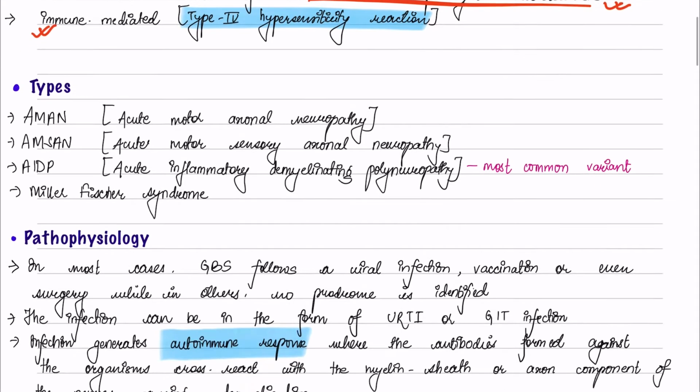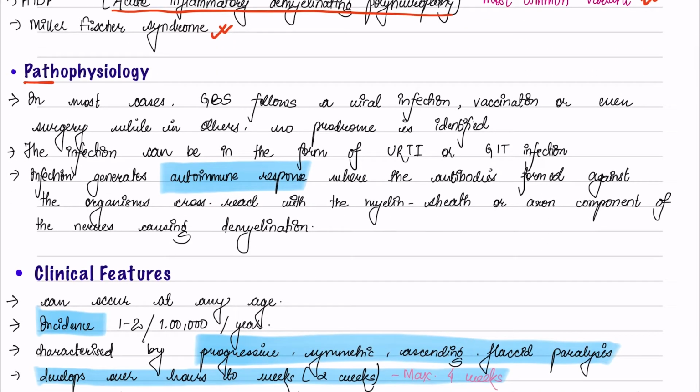Talking about the types of Guillain-Barré Syndrome, there are mainly four types: acute motor axonal neuropathy, acute motor sensory axonal neuropathy, acute inflammatory demyelinating polyneuropathy, and Miller-Fisher syndrome. Among these, the third one, acute inflammatory demyelinating polyneuropathy, is the most common variant.